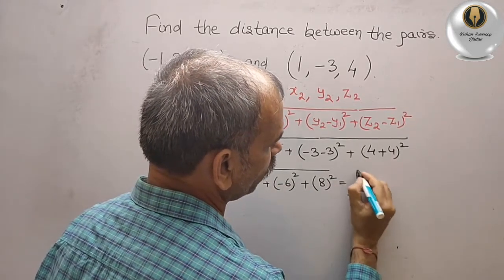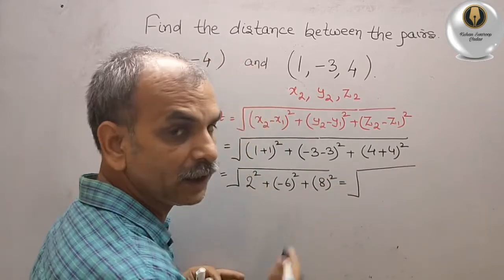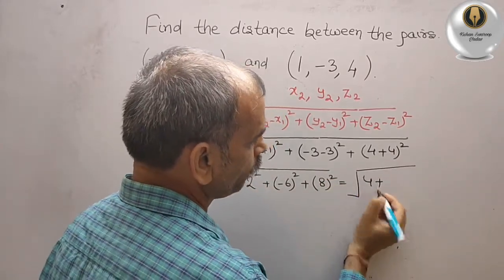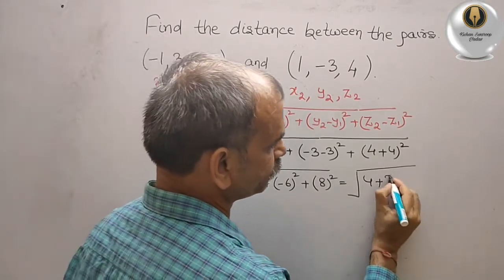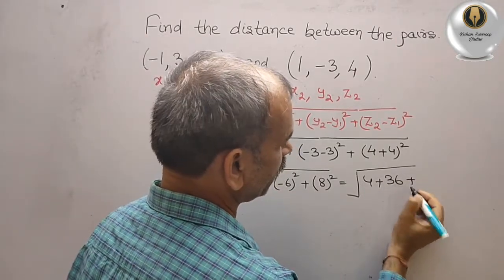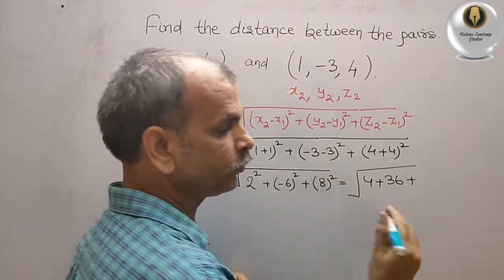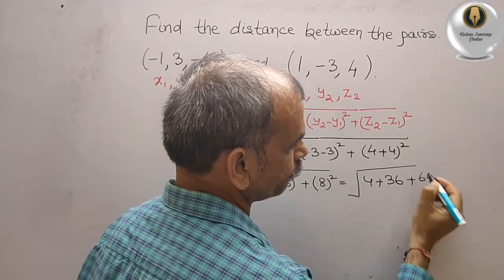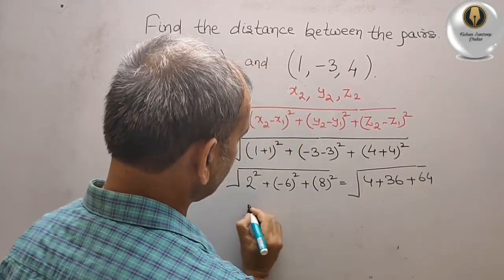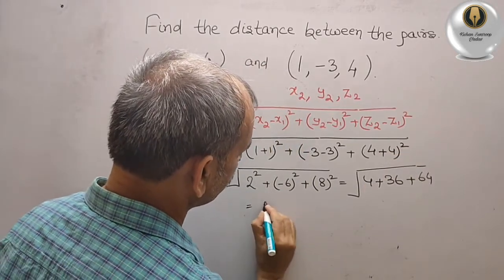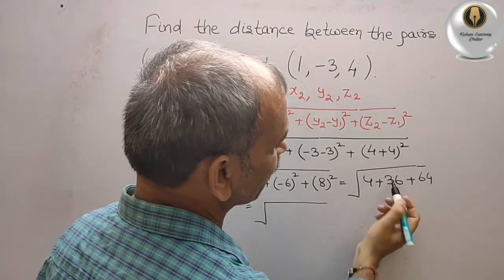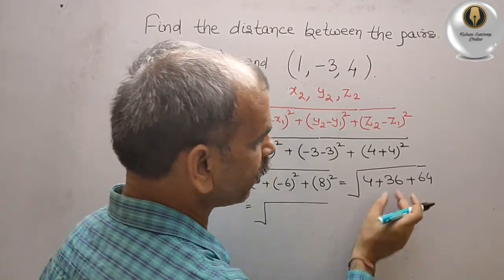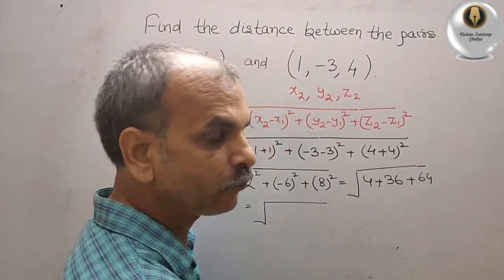Now, see, 2 square is 4, minus 6 square is 36, plus 8 square is 64. What will we get? We will get root under, now 4 plus 36 is 40, 40 plus 64 is 104.